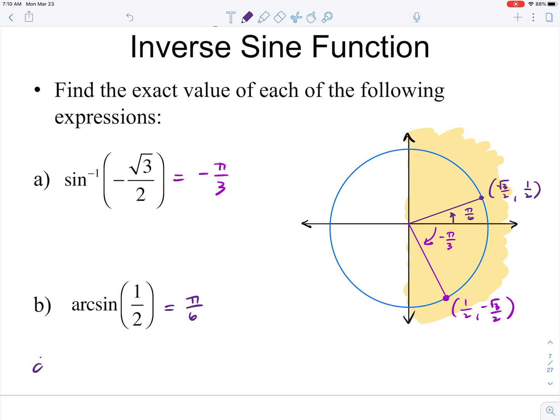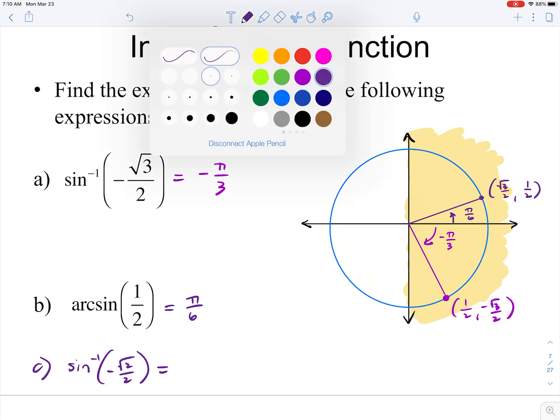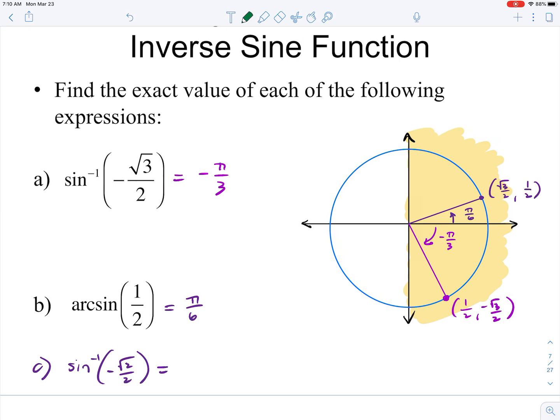Okay, let me do one more example just to get the point across. So inverse sine of negative root 2 over 2. Okay, sine is negative in quadrant 4. At approximately that point, that would be the point root 2 over 2, comma negative root 2 over 2. That angle, which is in the range of inverse sine, so between negative pi over 2 and pi over 2, would be negative pi over 4. So not its coterminal angle, only negative pi over 4.